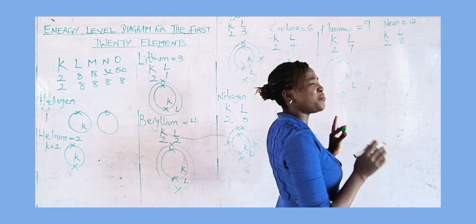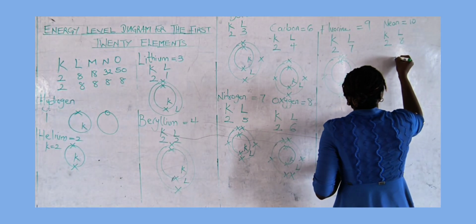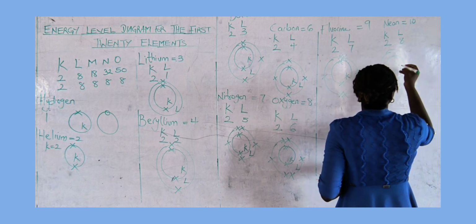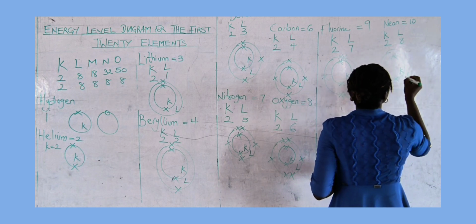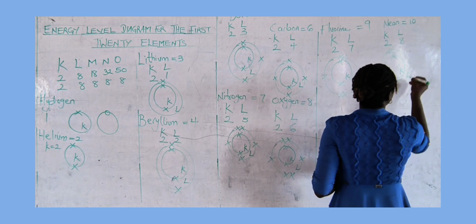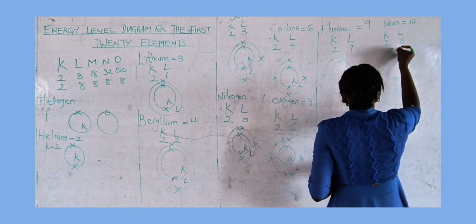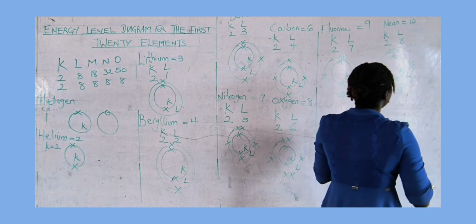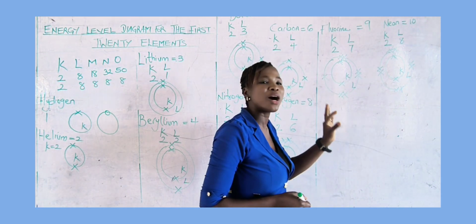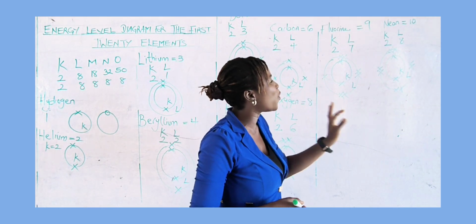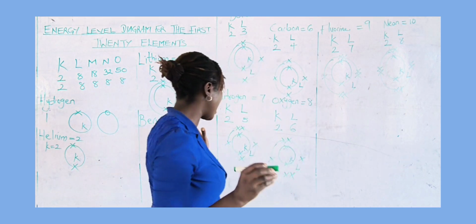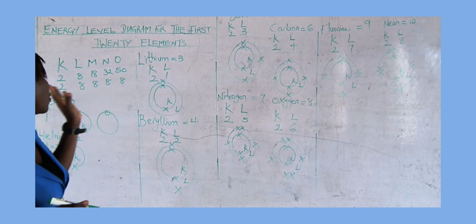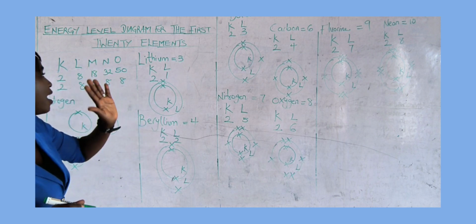So let's draw it together the same way you'll be doing it. You're going to have 2 shells as well. We have our K and we have our L diagram. Let's go. 1, 2, 3, 4, 5, 6, 7, 8, 9, and 10. Wow, you can see. That means we have our K complete and our L also complete. I hope you get it, right? So from hydrogen to neon, the 10th element, we have our K and L orbit, the energy level diagram.